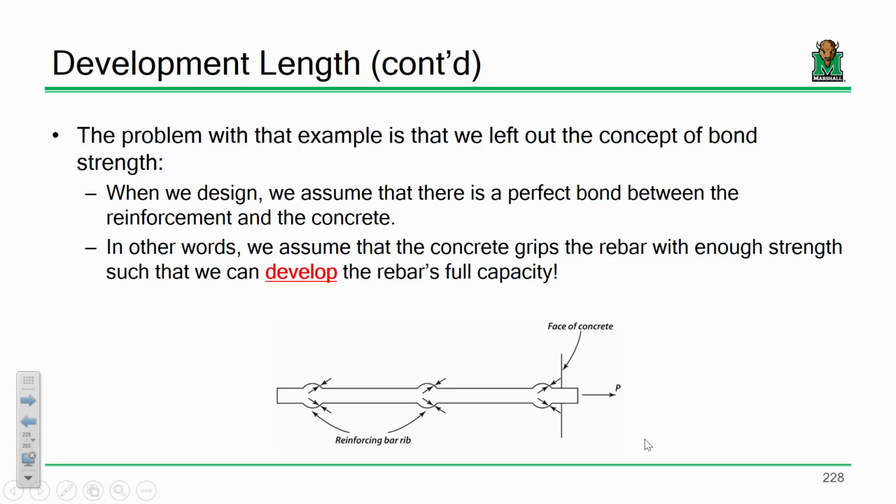And the reason why is because of these ribs. The farther the rebar is embedded into the adjacent concrete element, the more contact that concrete is going to have with those ribs of that reinforcing bar, and ultimately, I'm going to develop a stronger grip.